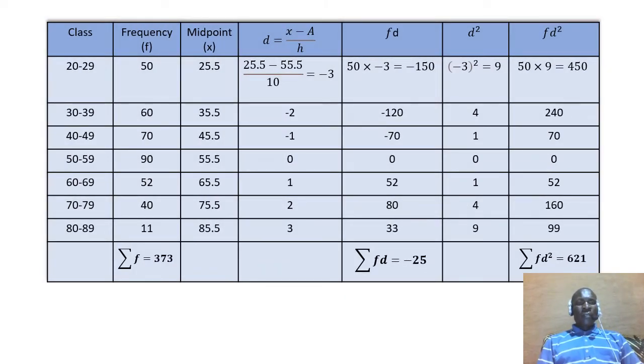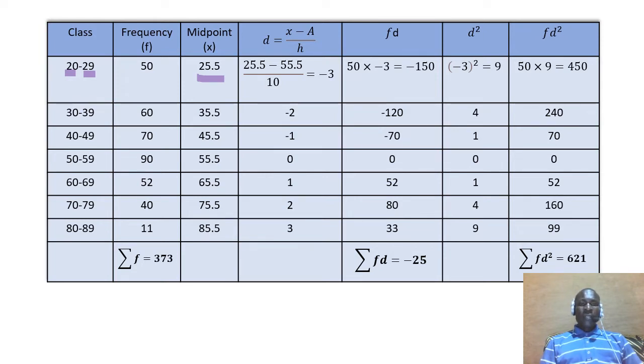This is a frequency distribution table with columns class, frequency, midpoint, and then d. I'll explain the rest as we move by. Class we have been given in the problem we looked at above. Frequency we are also given. Now for the midpoint, I'll explain how we arrive at it. We take the upper class limit plus the lower class limit, and once we get the sum, we divide by 2. That will give us 25.5. You can confirm that with your calculator.